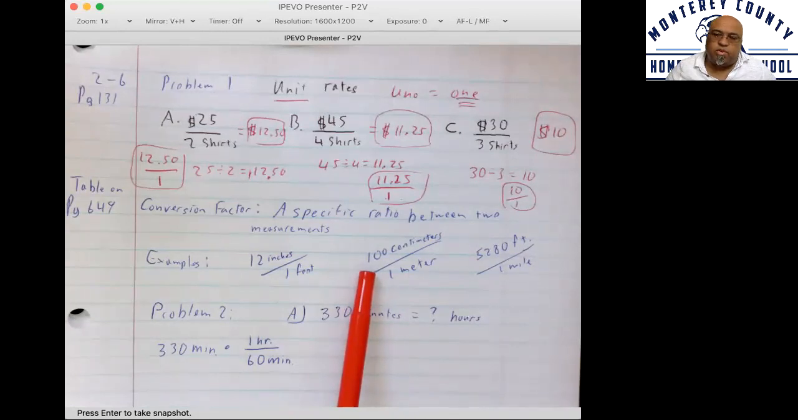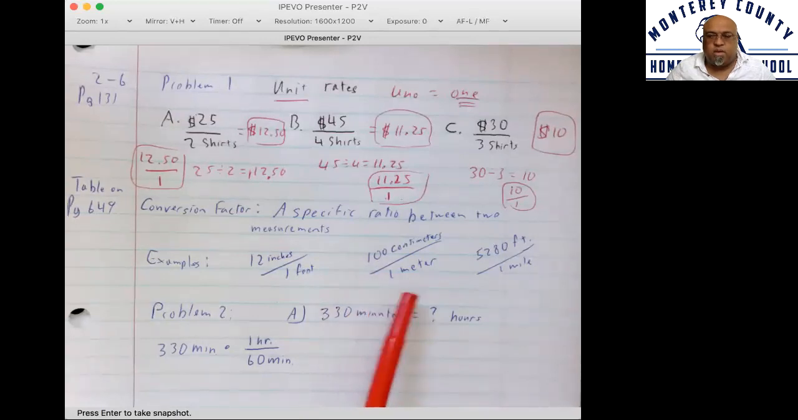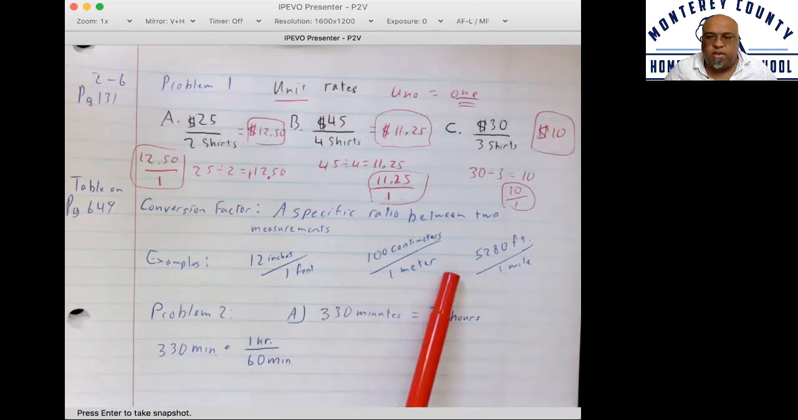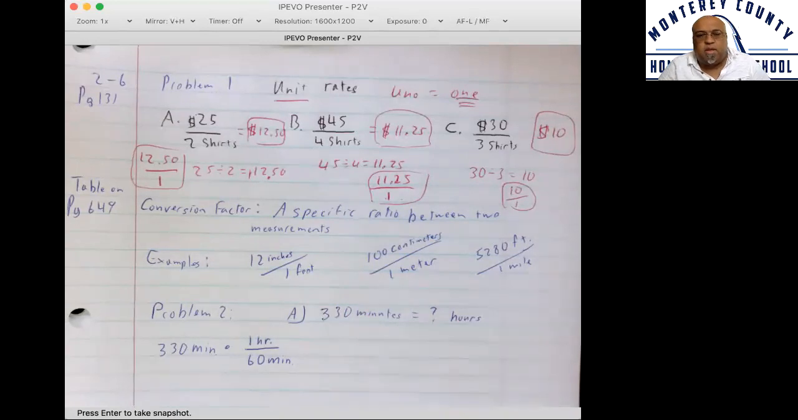100 centimeters is equal to 1 meter. So the conversion factor would be 100, okay, because 100 of these fits into one of those. 5,280 feet is equal to 1 mile, okay? So again, the conversion factor is just the number of how many of one thing fits into another.